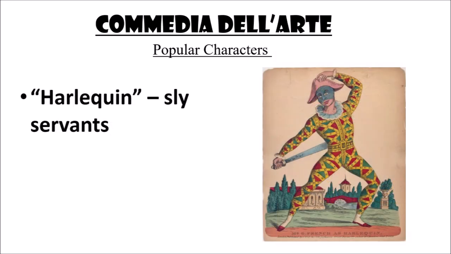This next one, a lot of you will probably have heard of in a different context. This character is called a Harlequin, and if the first thing that jumps into your mind is the Batman character Harley Quinn, this is where her name comes from. So the Harlequin character was a sly servant. This was an archetype that is going to continue even into the Shakespeare times. The servant who is actually wiser than the master.